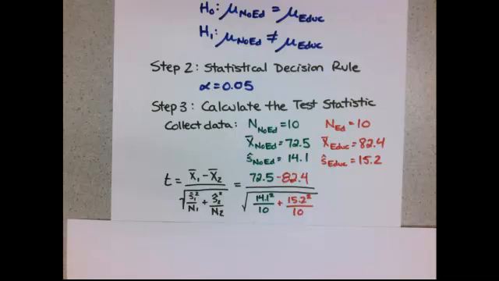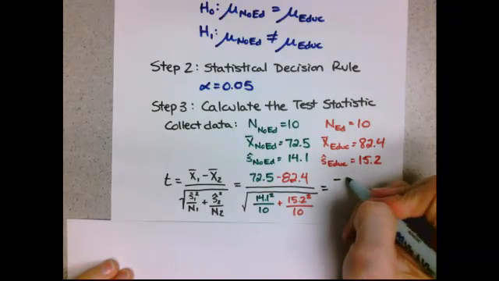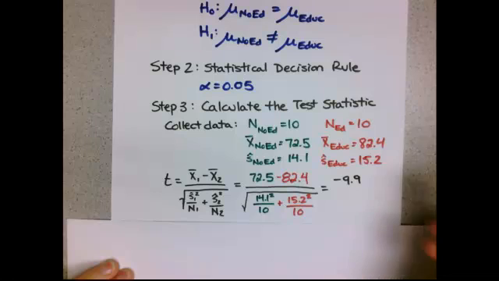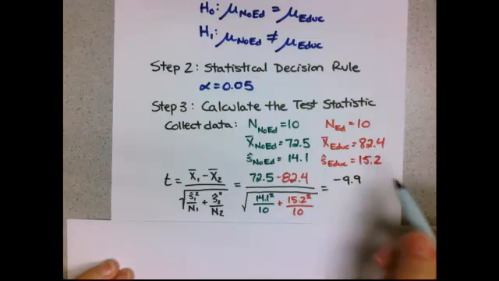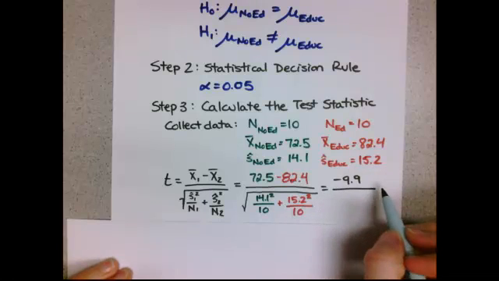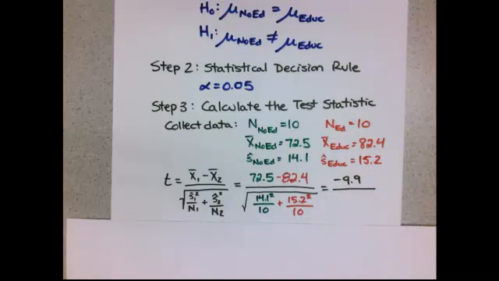So our numerator ends up being negative 9.9. So individuals are doing better after receiving the education than they were prior. That's why we have a negative sign. Ultimately, we're doing a two-sided test, a two-tailed test, so the negative won't really matter.